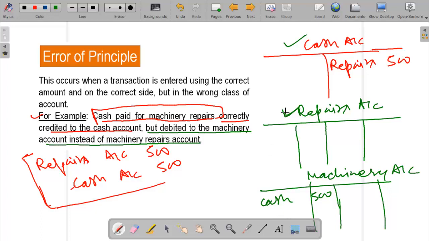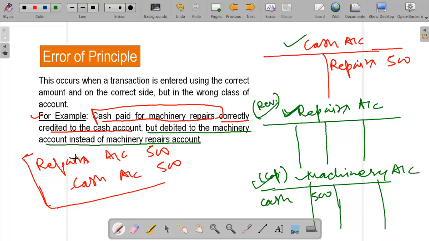Why? Because see, what is the repairs account? A revenue account actually, a revenue item. And what is the machinery account? A capital item, a capital account. Get my point? Because we do not purchase machinery again and again daily. So this is a capital item and this is a revenue item. So it means the account is incorrect and of a different class, because this is a revenue item and this is a capital item.